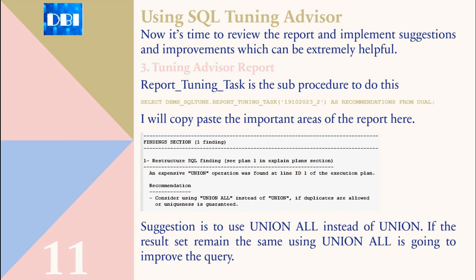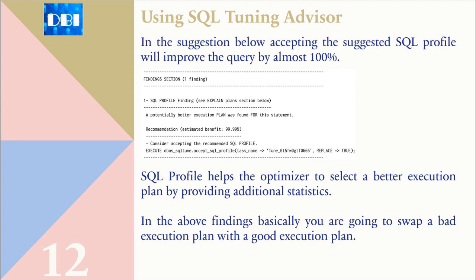In the first finding, the suggestion is to use union all instead of union. If the result set remains the same, using union all is going to improve the query. In the suggestion below, accepting the suggested SQL profile will improve the query by almost 100%. In my personal experience, this helps a lot. Run the execute statement to accept the new plan.